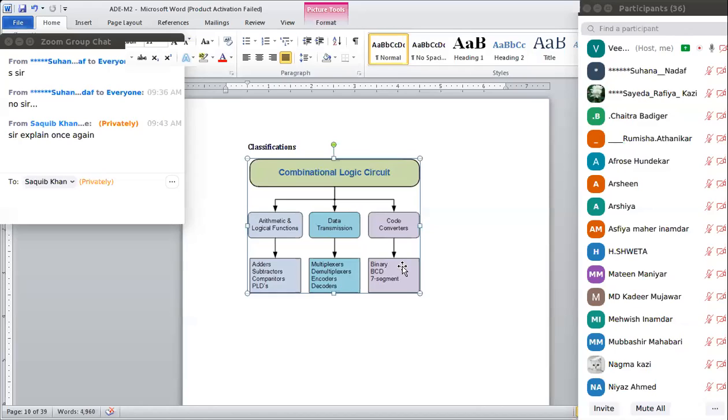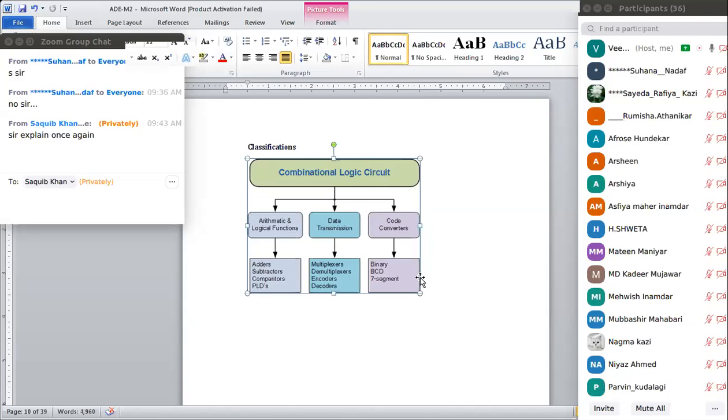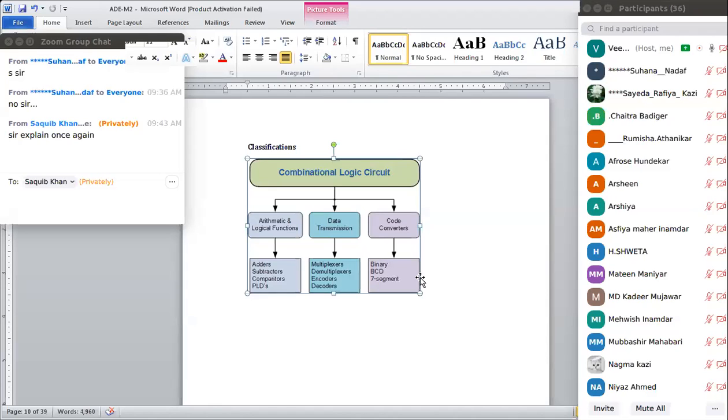Then code converters, like binary, BCD, 7 segment, ASCII characters. For example, if I type A or B on a keyboard, that is going to be converted into an ASCII character in a computer, by the CPU. Whatever I give as input from this keyboard is an ASCII character. That ASCII character is collected, converted into the binary number system, and then that binary is again converted back to ASCII, and then it is displayed on the monitor screen.